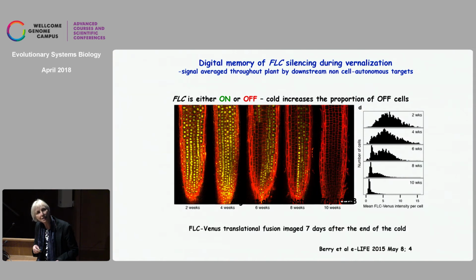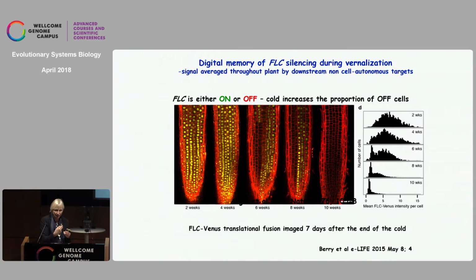Now you can see here's this one where basically this hasn't switched off, and so all its daughters, granddaughters, etc. stay on, whereas the file next door is off. Now, I always forget to say this, but the downstream target of FLC is a molecule called FT, which moves around the plant. So in fact, this digitalness of exposure to cold is then averaged out by the immediate target downstream, which then moves around the plant.